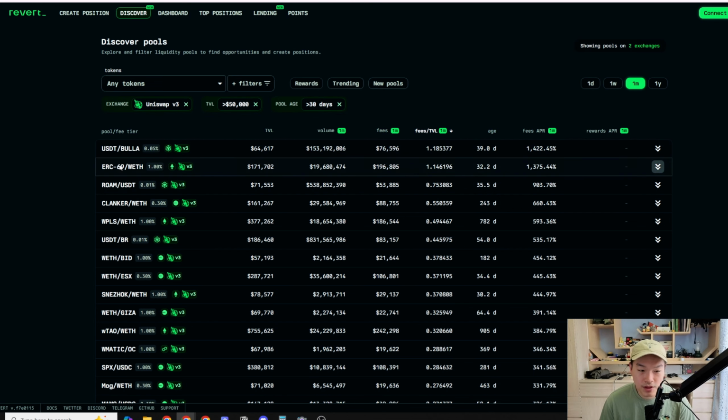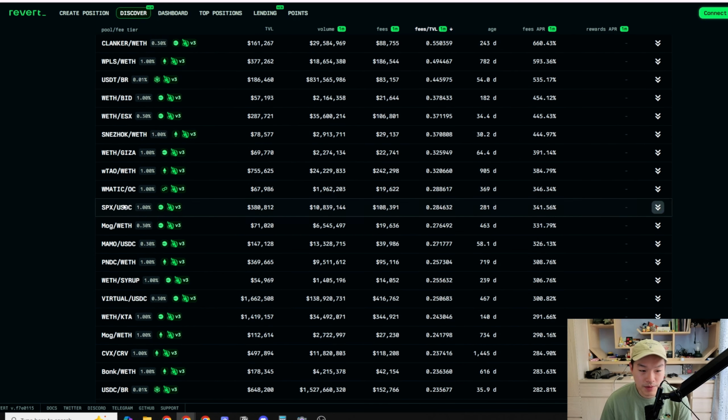You can see for this specific pool, it pulls in like $196,000 worth of fees, even though the volume is much less than this USDT to Bula pool, right? But you can see a lot of these tokens are very small cap and meme coins. If you're trying to find high risk, high APR pools, then this specific setting could be great. For example, SPX and USDC here is a very popular meme on Ethereum mainnet. It's currently pulling a 341% APR. MOG and ETH, I'm currently yield farming, very high APR as well.